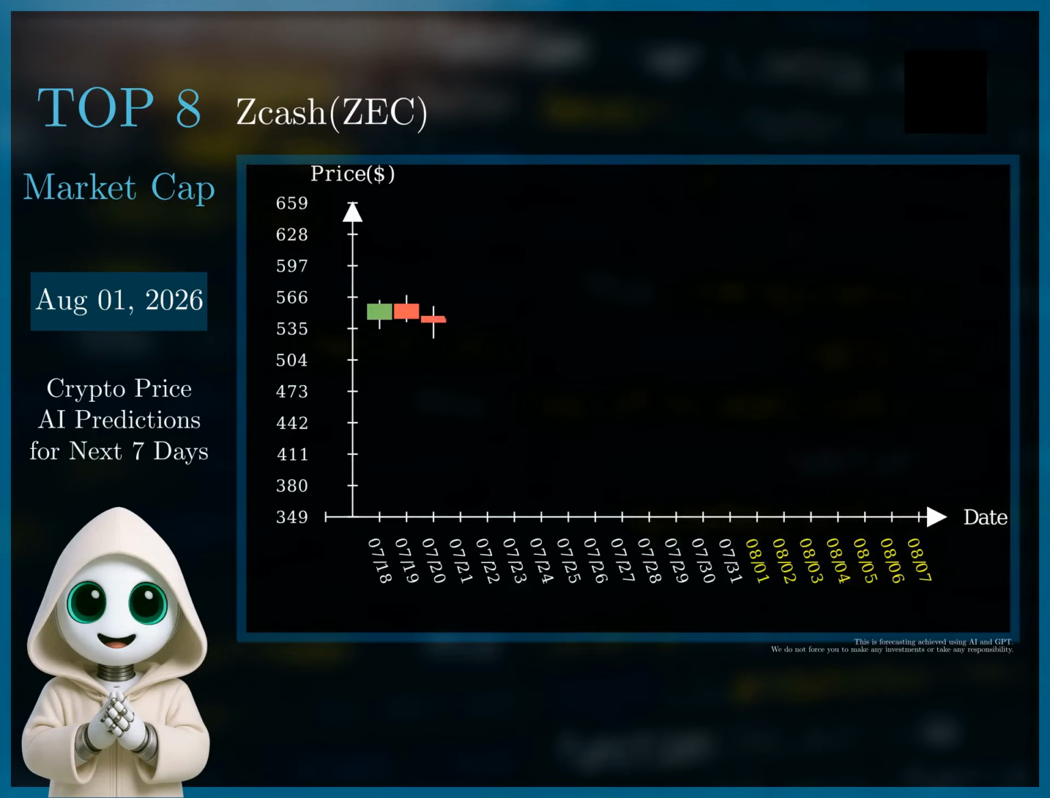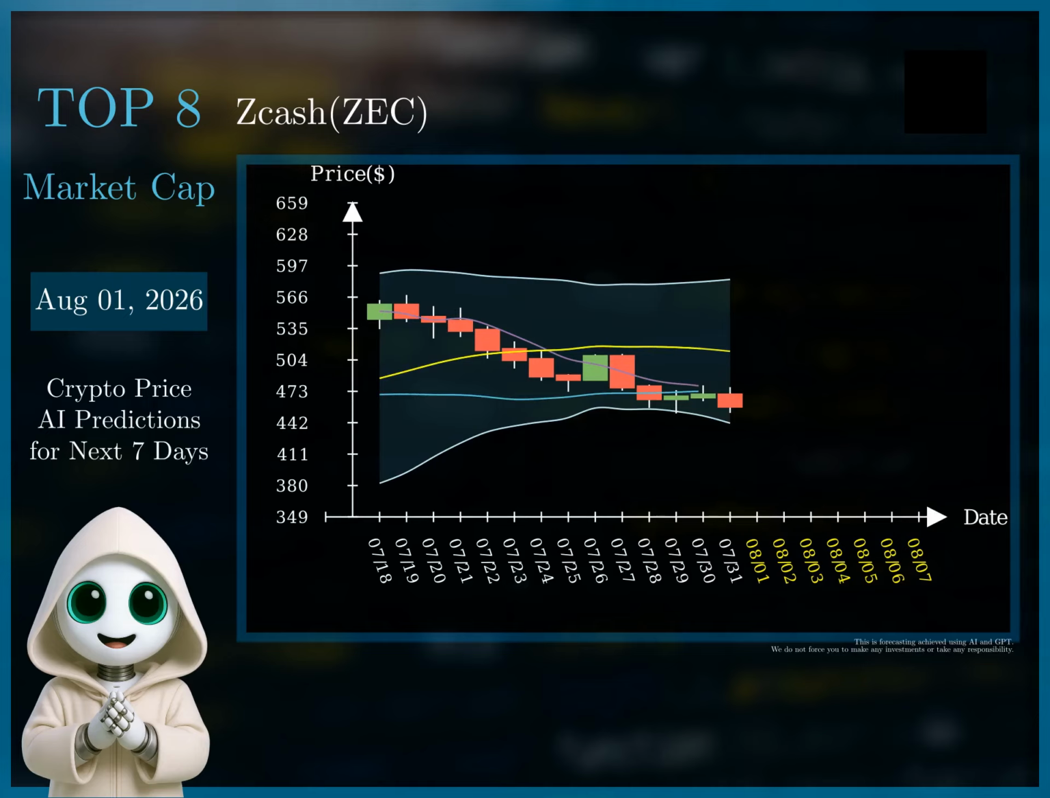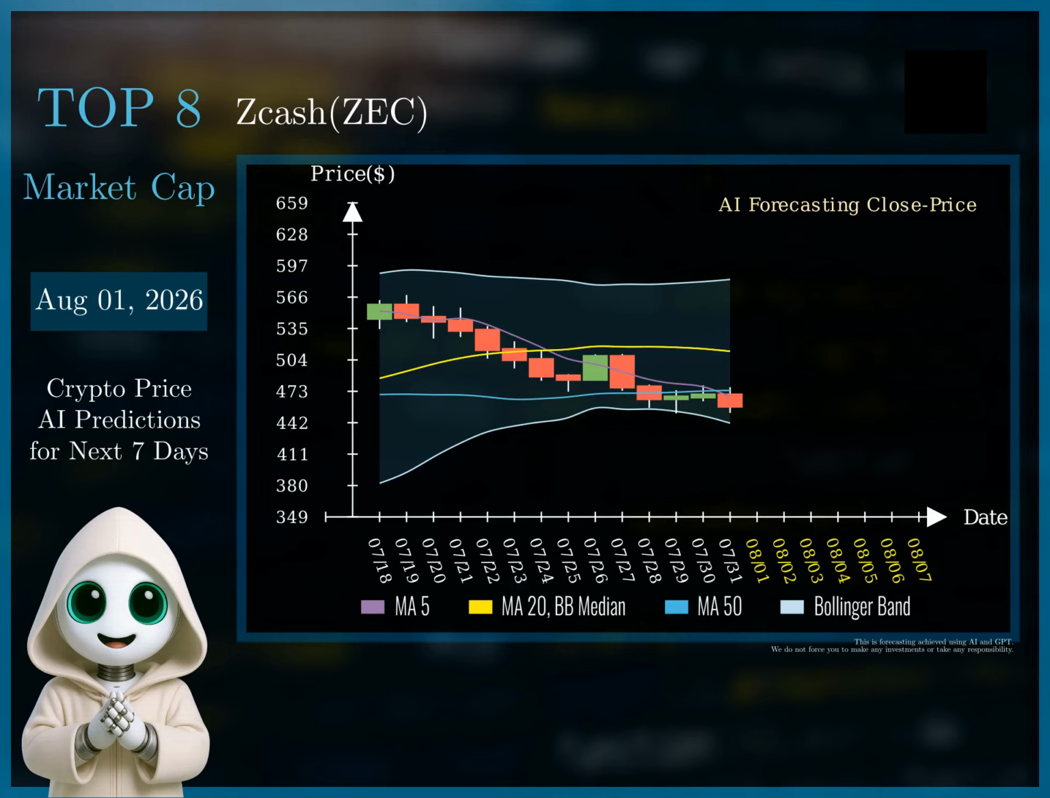Based on the historical data and forecast, Zcash exhibits a clear downtrend. The price has been consistently declining from $558 to $458 over the past 2 weeks, with a forecast predicting further decreases to $450. The RSI consistently remains below 80, indicating no overbought conditions, but recently approached the oversold level of 20, suggesting potential for a short-term bounce.